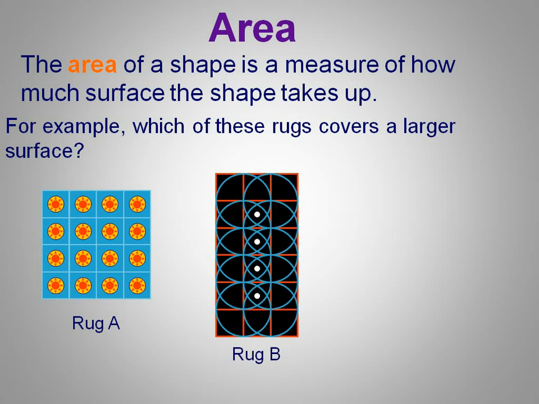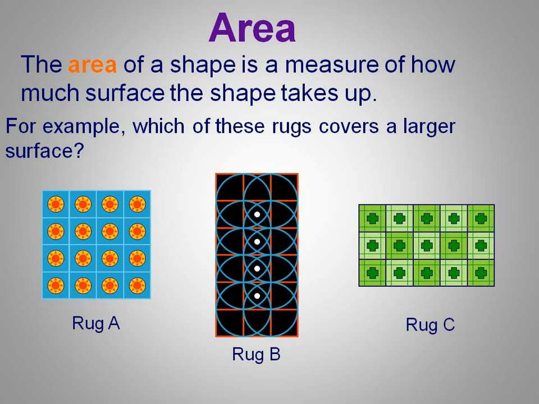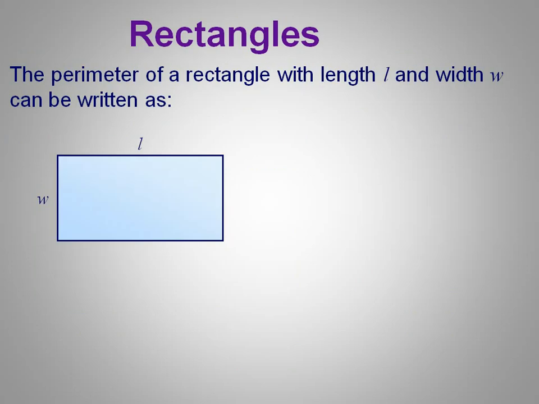For example, here are some rugs of different colors. Which rug occupies the most area? Which rug is comparatively bigger? You can see that rug B is comparatively bigger than both rug A and rug C. Now moving on to the rectangle.